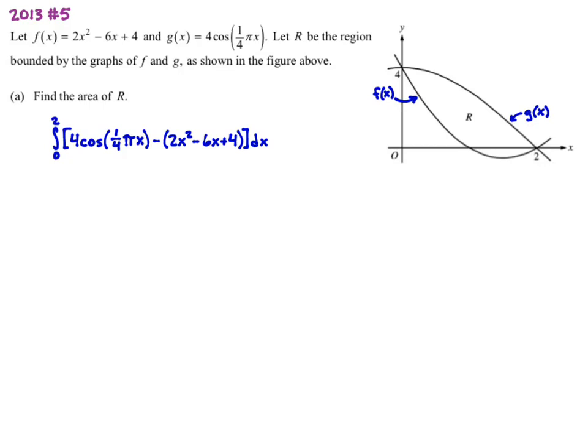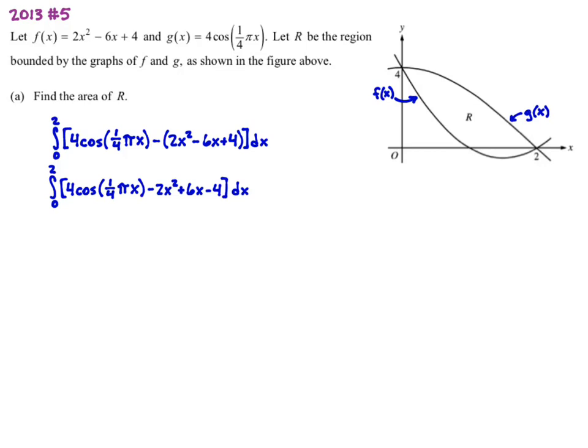So in order to evaluate this, we need to take the antiderivative of all this. Well, this part's going to be easy enough, but this part is going to be a bit of a pain, to be honest. Before we do that, I'm going to go ahead and distribute the negative here. So we end up with 4 cosine of 1 over 4 pi x, and then minus 2x squared plus 6x minus 4 for my integrand.